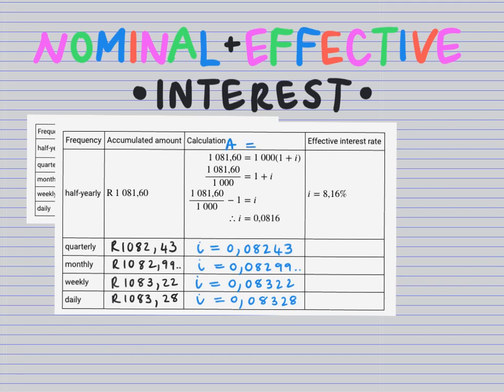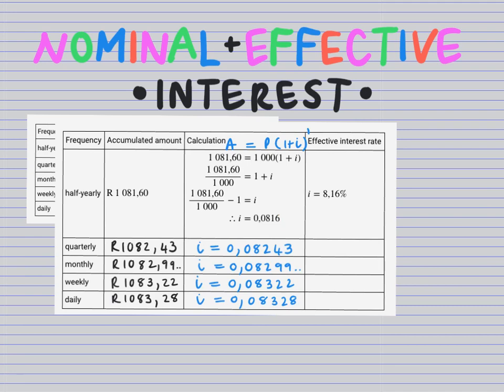So this is A equals P, 1 plus I. This is happening over just 1 year, so your N is just 1, all right? Your accumulated amount, what you have at the end, is what you would sub into A. The principal amount, the initial investment, was 1,000, 1 plus I to the power of 1. So here we're dividing both sides by 1,000, subtracting 1 from both sides, and we get that I is 0,0816.